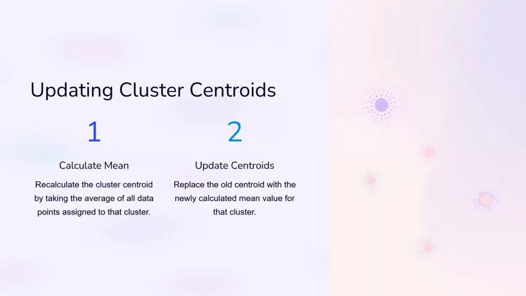Updating cluster centroids. Calculate the mean: recalculate the cluster centroid by taking the average of all the data points assigned to the cluster. Update centroids: replace the old centroid with the newly calculated mean value for the cluster.